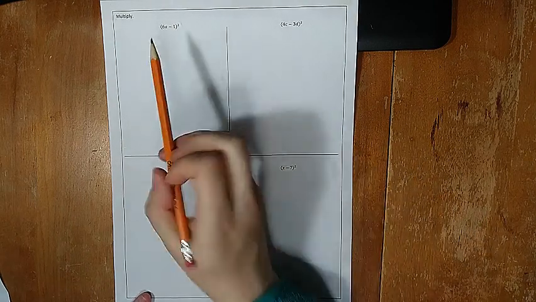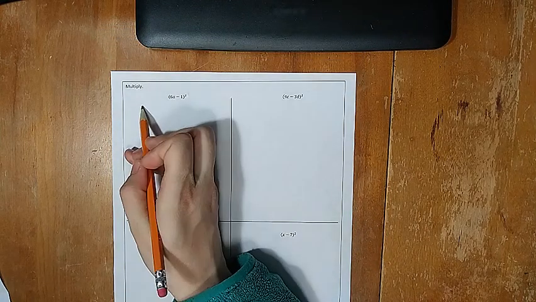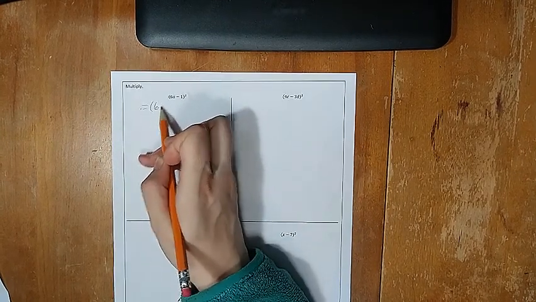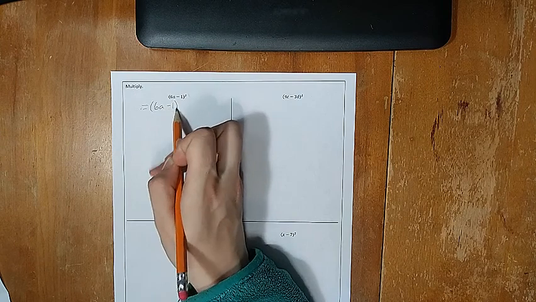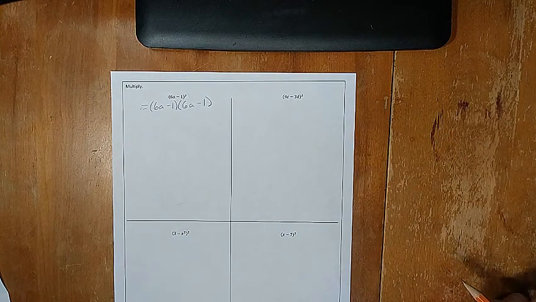All right, let's look at the second page. We're going to work on the problems on the left side together, so the right side will be for your own practice. So we're going to start up here with 6a minus 1 squared. Again, rewrite it, all right? It's always easier on the brain. 6a minus 1 times 6a minus 1, because that's what squared means.